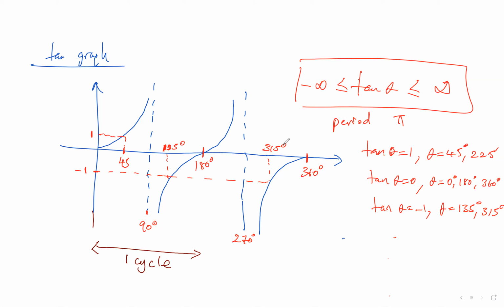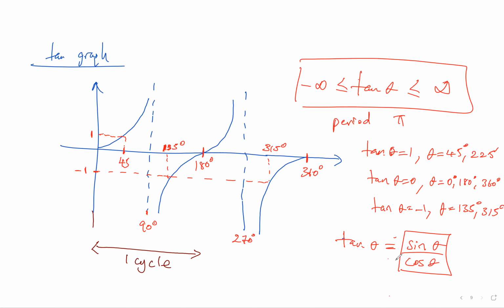Of course, sine theta and cosine theta also have amplitude, which is only one. But here, amplitude cannot be defined. That's something unique. So tangent theta is slightly different from the other two curves. And the main reason for this is tangent theta is equal to sine theta over cosine theta.